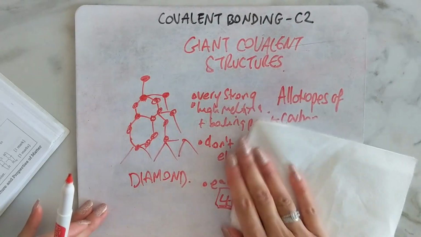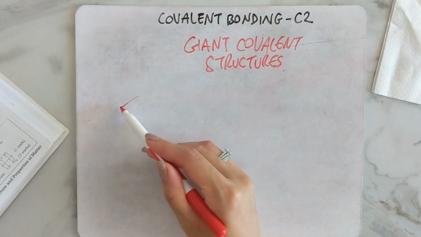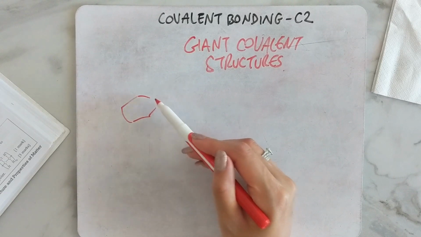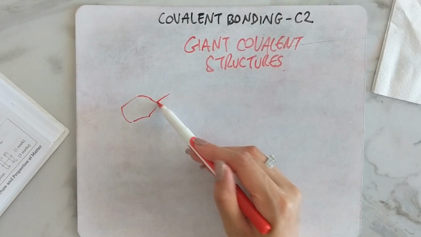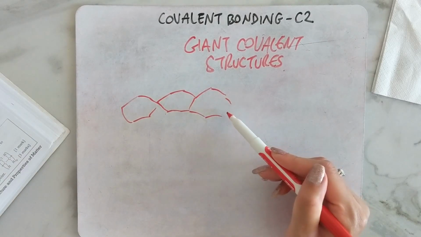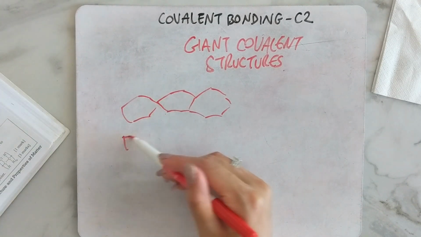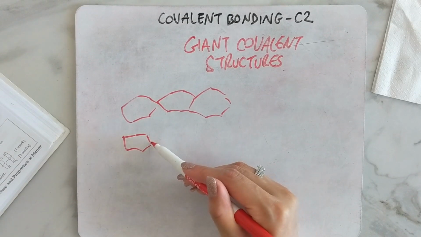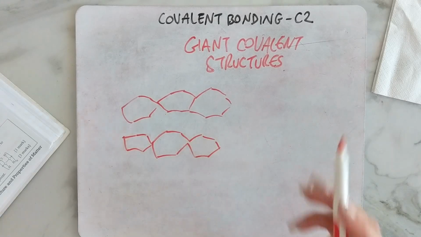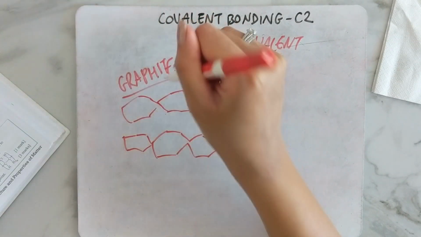So if I now show you graphite. So graphite, you've got hexagons. So 1, 2, 3, 4, 5, 6. And you've just got these layers of hexagons. Something like this. Try that again. Joined up just these hexagons like that. Okay, so this is graphite. So it's what you get in pencils.